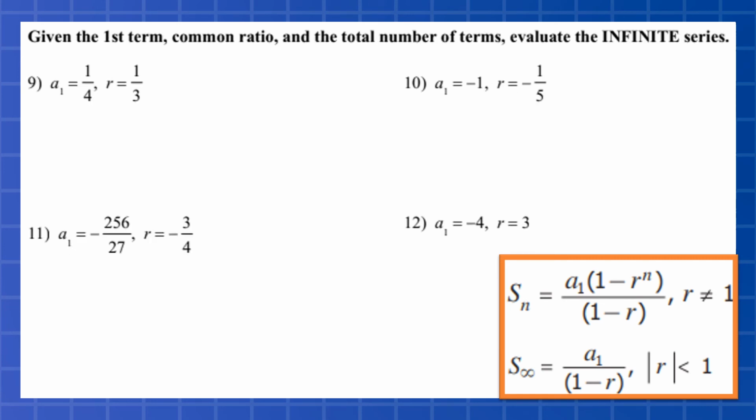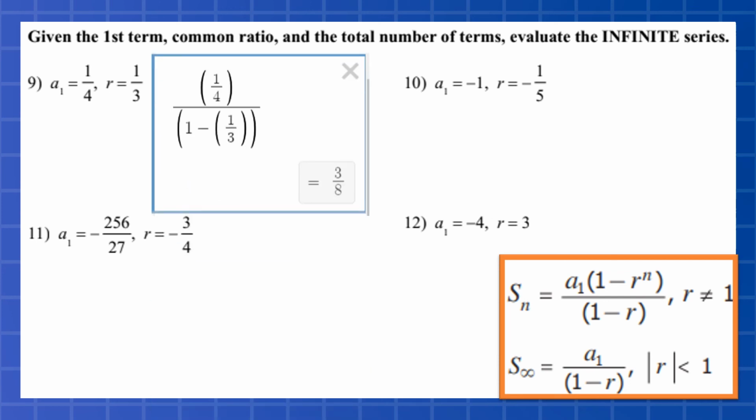All right, this last section says, given the first term, the common ratio, and the total number of terms, evaluate the infinite series. Now that's a bit of a trick, because it tells us the first term, A1, it tells us R, but it doesn't actually tell us the total number of terms. Well, why not? Because it says it's an infinite series, which means we're going to use the infinite formula. Pretty easy. We're going to put A1 on top and 1 minus R on the bottom. So you can see for number 9, A1 is 1/4, so that goes on the top. And on the bottom, I did 1 minus 1/3. I let my calculator do my simplification for me there, but you could easily combine those and do that out, and you'd end up with 3/8.